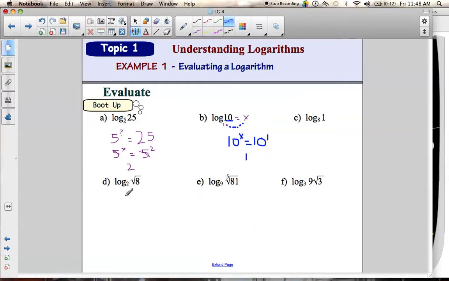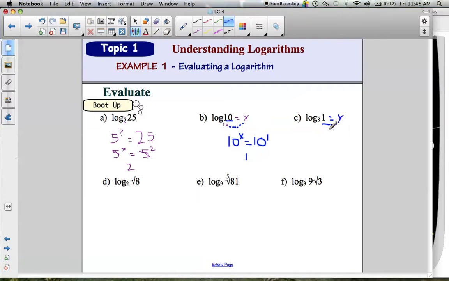So let's go down to D, because D is a little bit different. We haven't done C. Well, let's go back to C, sorry. C. So let's do boot up, equal sign. Let's put an X there. Let's boot up.